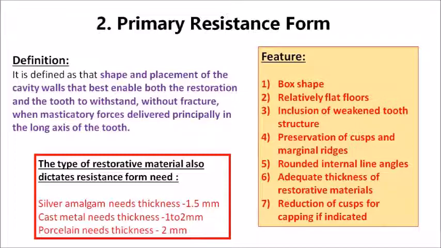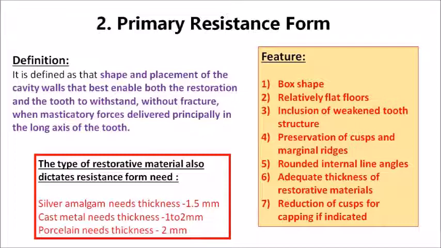The main features are box shape, relatively flat floor, inclusion of all the weakened tooth structure, preservation of the cusp and marginal ridges, rounding the internal line angles, adequate thickness of restorative material, as well as reduction of cusp for capping whenever it is indicated. The only thing you have to remember about the restorative material is the adequate thickness of the restorative material, where you are having adequate depth of the cavity. So that is indirect one.